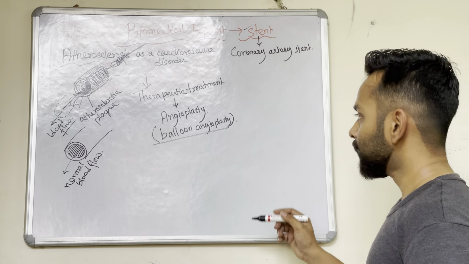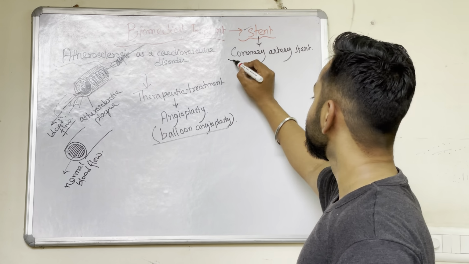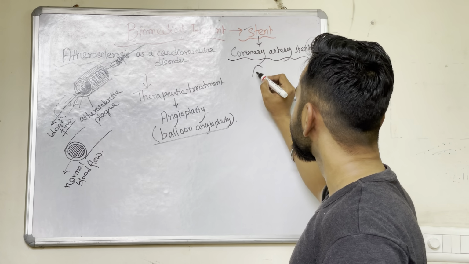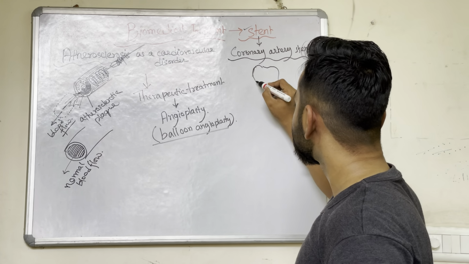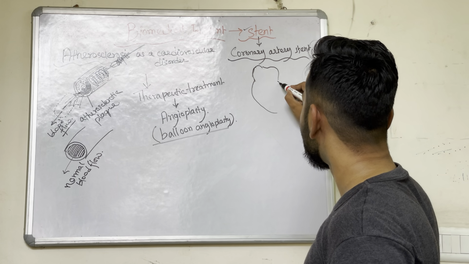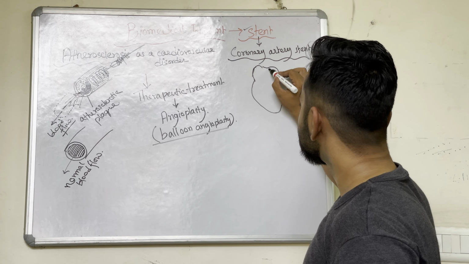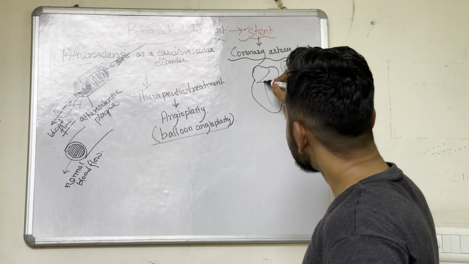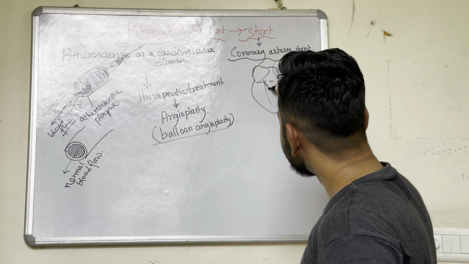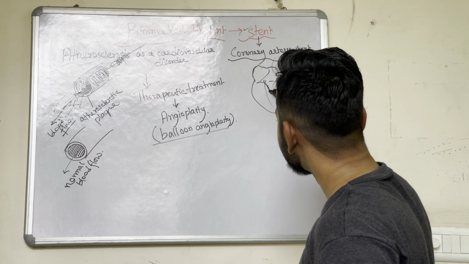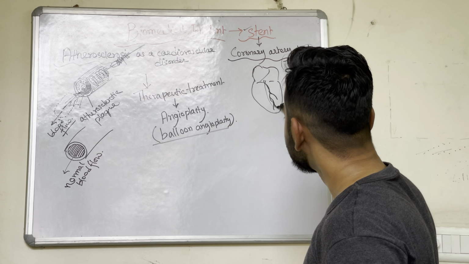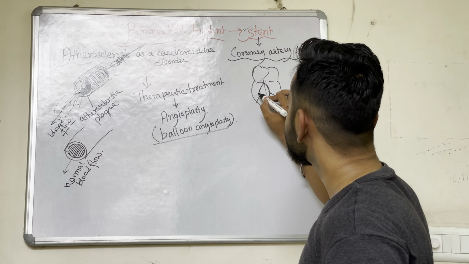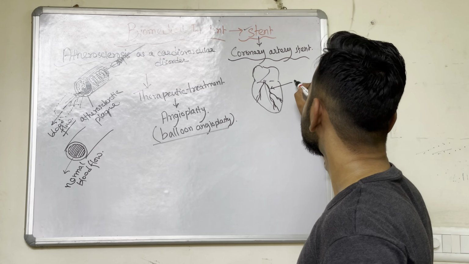So in this particular video we will be looking at the coronary artery stent. Now what is a coronary artery? If we look at a very brief diagram of the heart, there will be atria and the ventricles. The coronary artery is the artery which is responsible for supplying blood to the muscles of the heart tissue. So this will be the coronary artery.